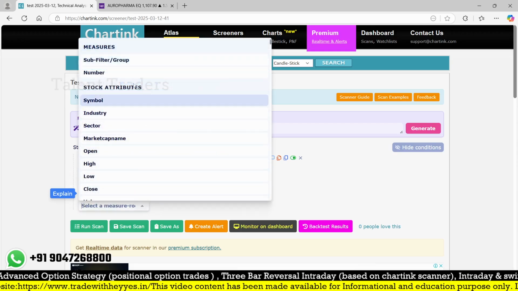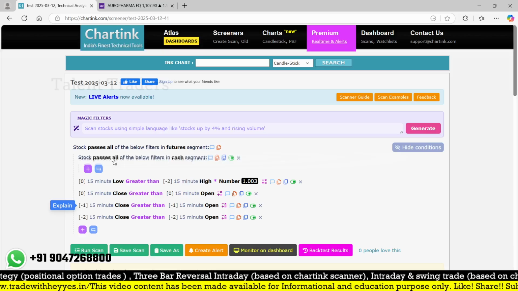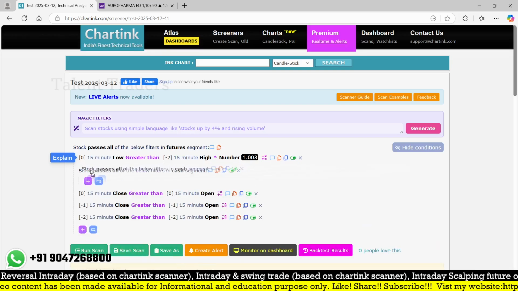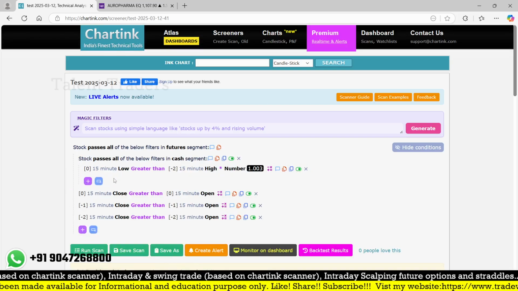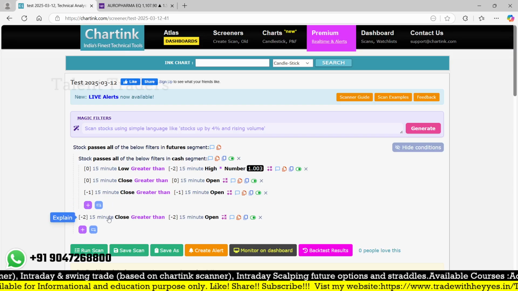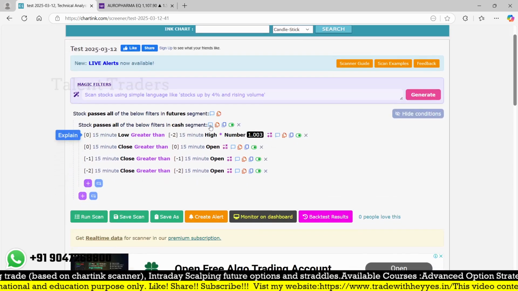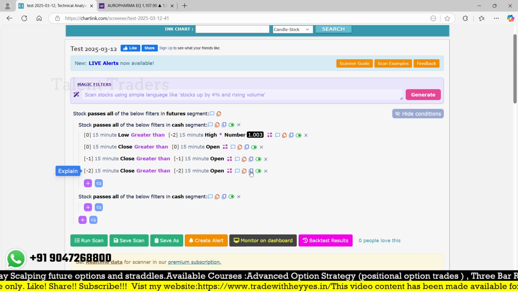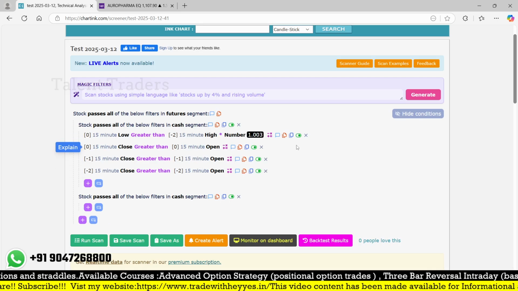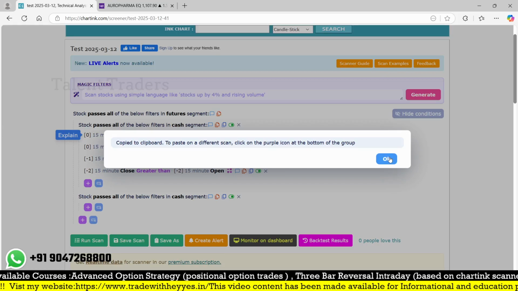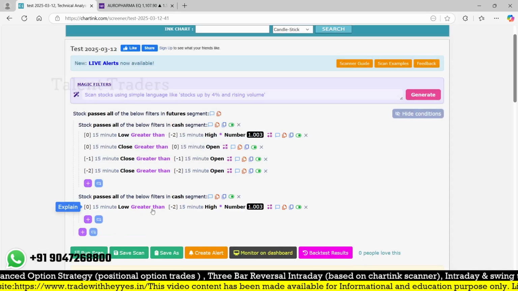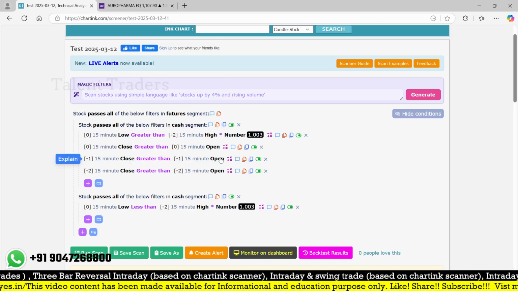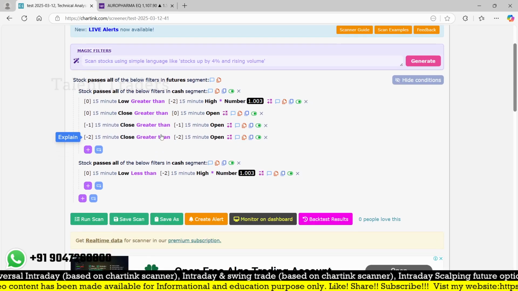So we'll be adding subgroup filters that we have to add here. So I'm just changing it. So let me add one more subgroup. So we should copy this and paste it here. So this time we should use less than. Okay. So this is what is filtering out any of the things.